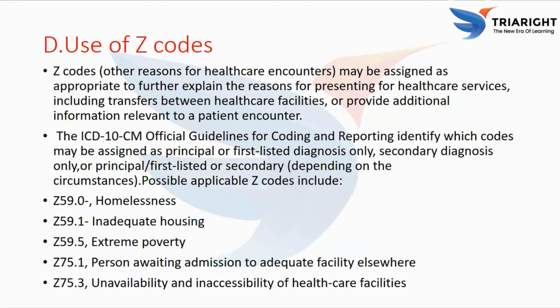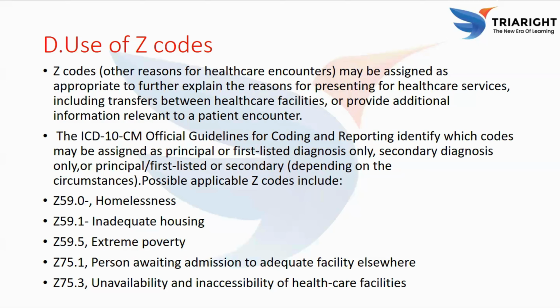So when to use these Z codes? They can be used as a principal diagnosis when it is the main reason for the visit, and they can be used as a secondary diagnosis whenever additional information is needed, or you can use them as both depending on the situation. So what is the ICD-10 guideline for Z codes? These guidelines explain which Z codes can be first listed only, secondary only, or used in either position.